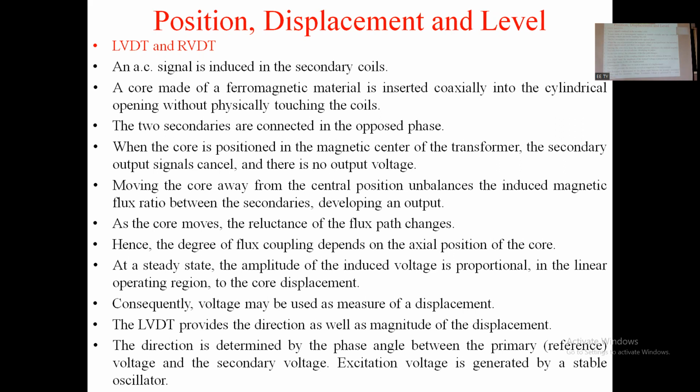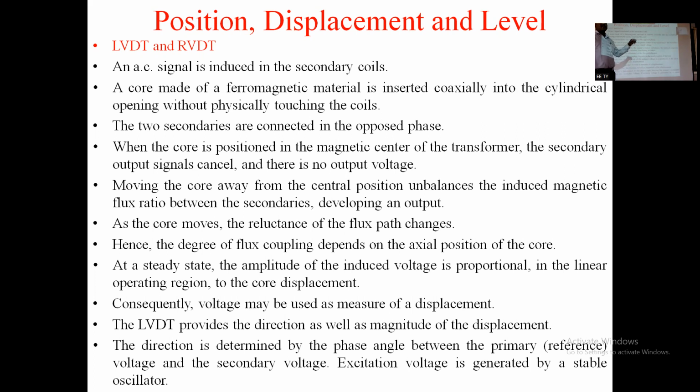And the direction is determined by the phase angle between the primary and secondary voltage. Excitation is generated by the stable oscillator. ही जी काही डायरेक्शन आहे त्याच्यावरती डिपेंड राहील मॅग्निट्यूड and its output obtained from that two coils, दोन coil ला जे काय आउटपुट शो करेल त्याच्यावरती डिपेंड. Okay, so this is related to LVDT.